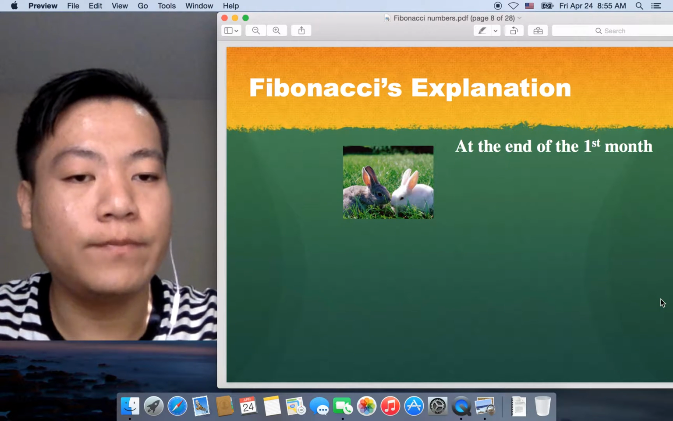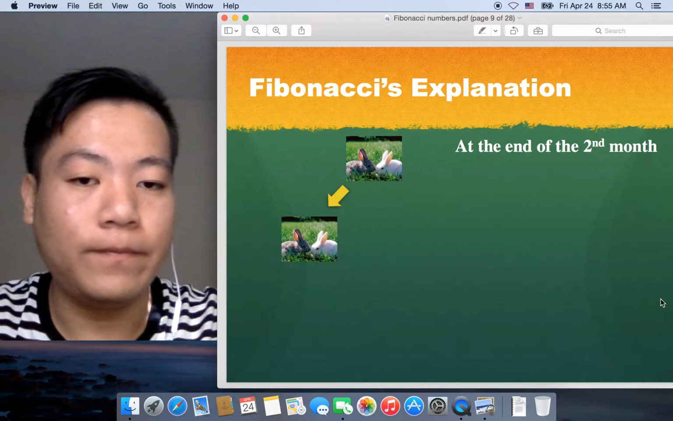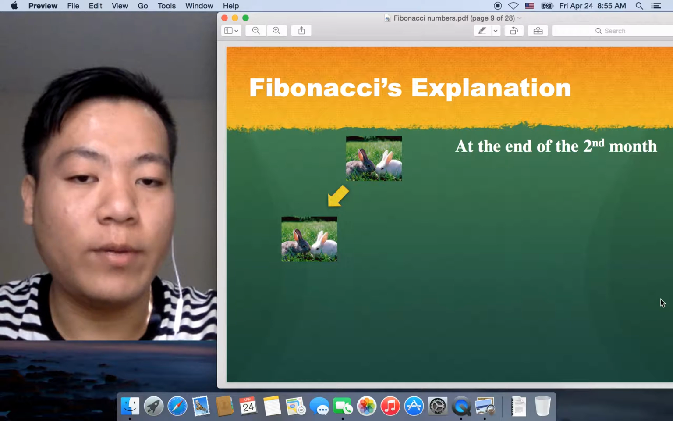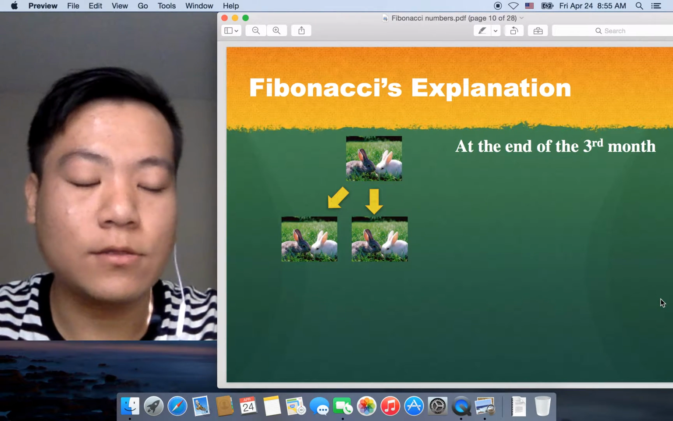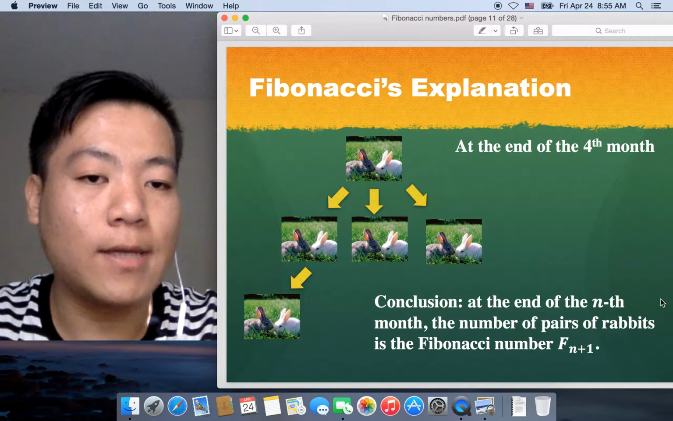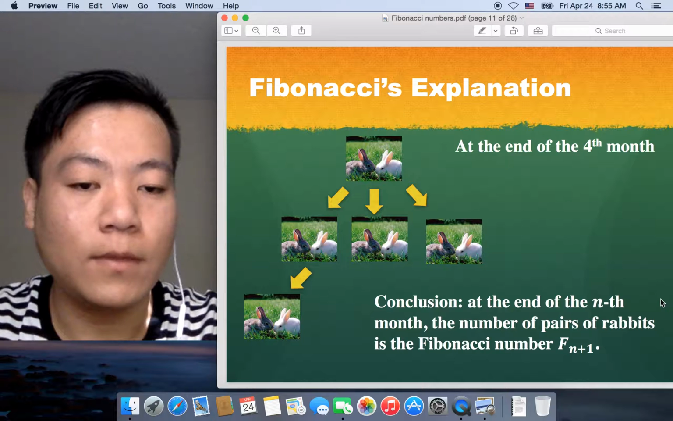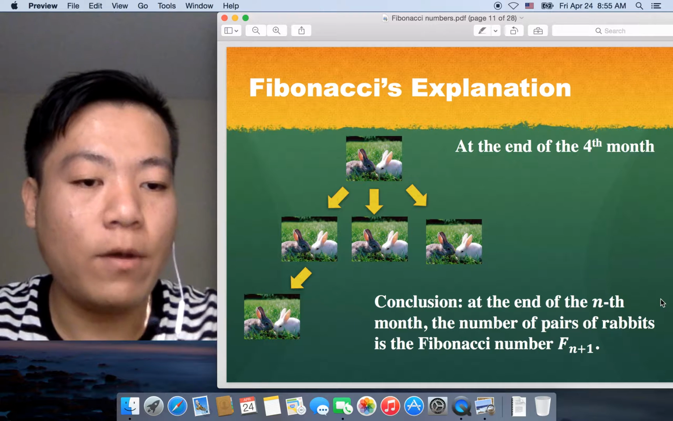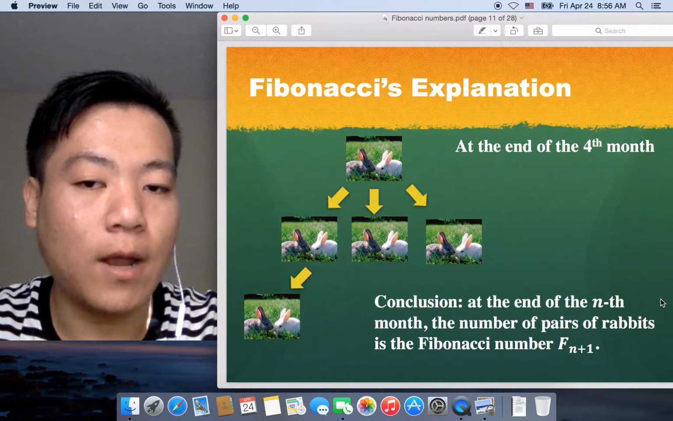Now he explains: at the end of the first month, there is only one pair. At the end of the second month, the original pair gave birth to a new pair, and there are two pairs. At the end of the third month, there are three pairs. Now we can see at the end of the fourth month, there are 5 pairs. So he concludes that at the end of the nth month, the number of pairs of rabbits is the Fibonacci number Fn plus 1.